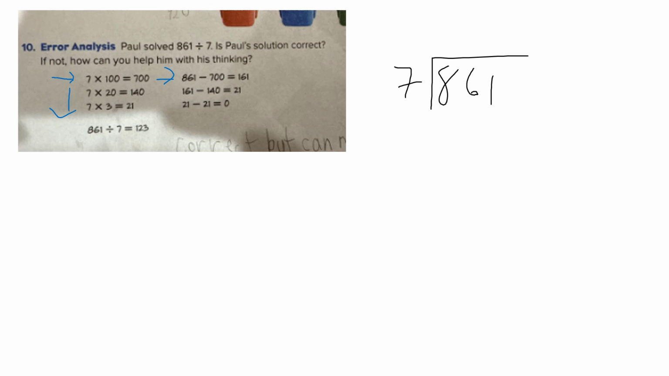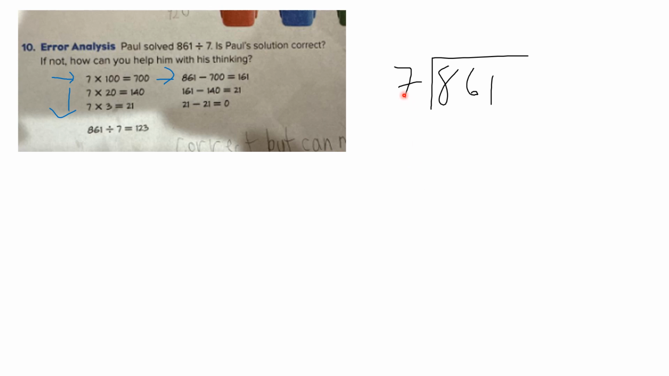So I would have normally set it up this way: 861 divided by 7. And I would ask myself, how many times does the 7 go into the 8? That's usually how we would start it. And then if it didn't, we would move over. I have an example out to the side to look at that too.